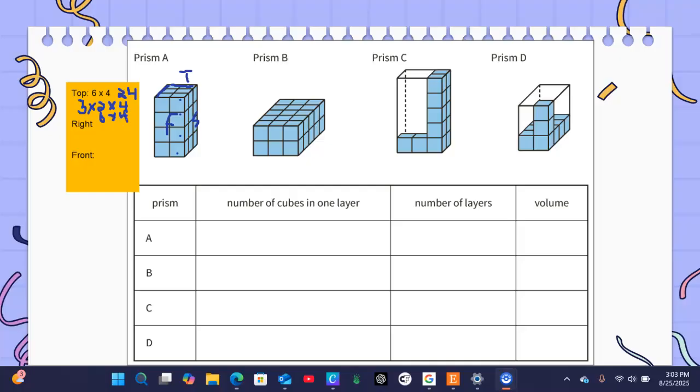Now let's take a look at the right-hand side. Let's change our colors. And let's take a look at the right. So we have 1, 2, 3 going across for the right, and we have 1, 2, 3, 4 going up and down, or vertical.